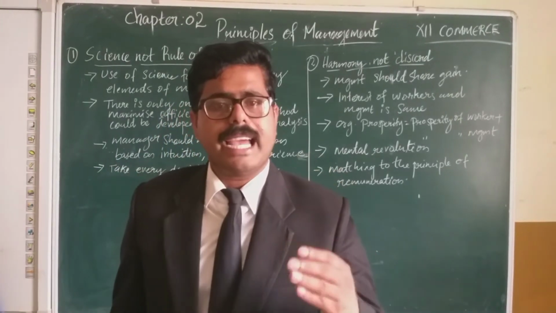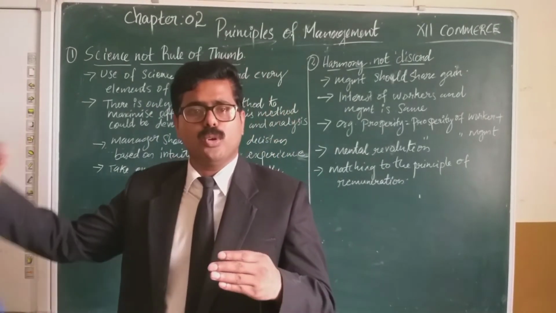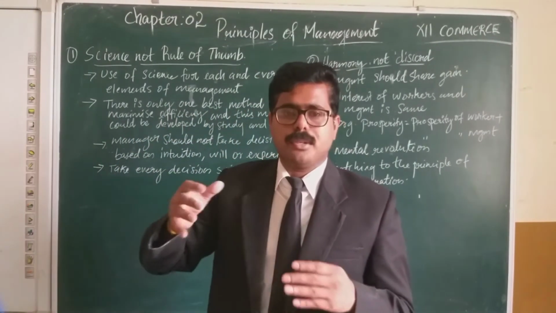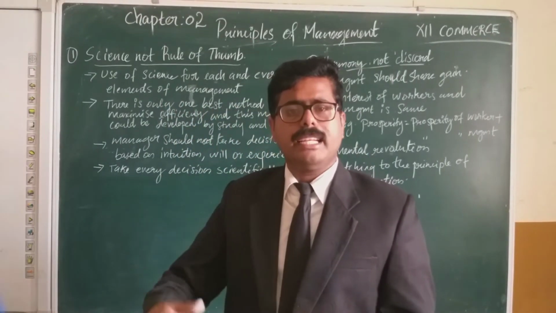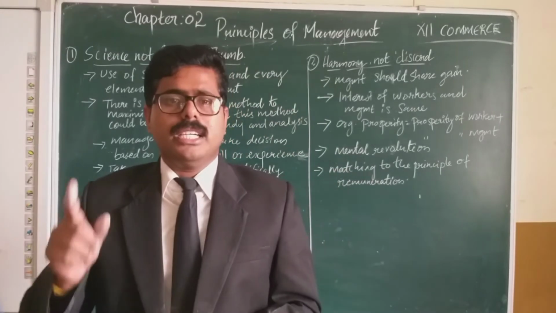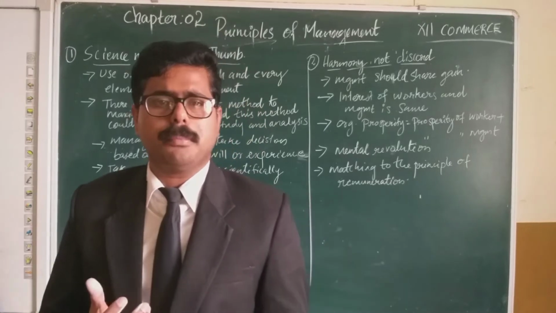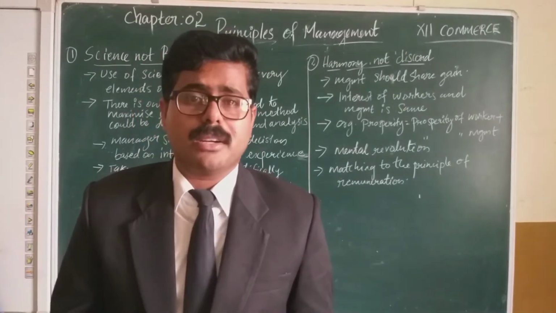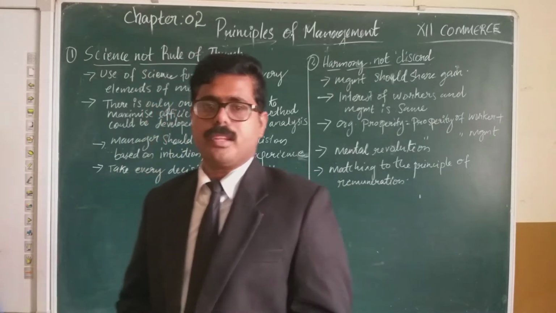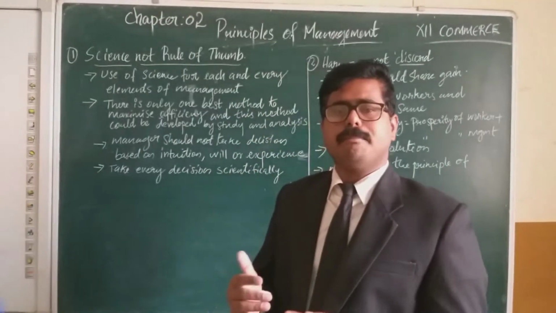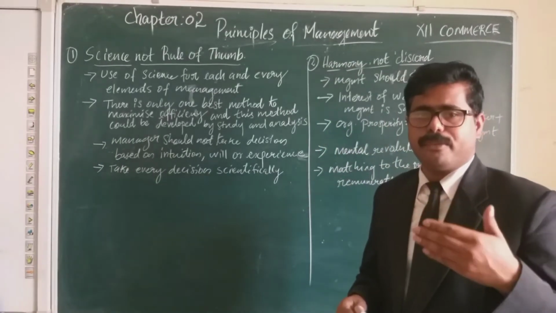Okay, so that is science, not rule of thumb. That means the replacement of rule of thumb by science. So a scientific and systematic approach is required. He further insists that there is only one best method. That best method should be developed through observation, study, and analysis. So let's discuss the second principle of Frederick Winslow Taylor's scientific management.